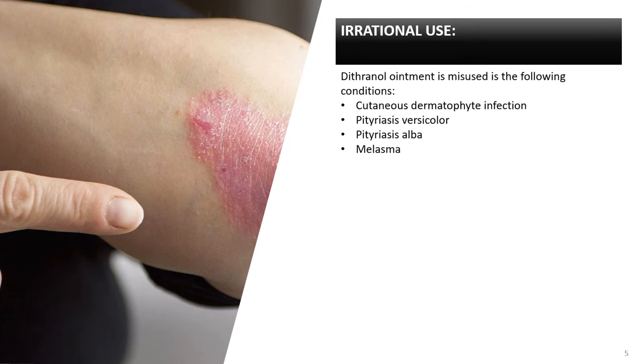Now its irrational use. Generally, Diathranol ointment is used irrationally, or we can say that it is misused in some conditions, like cutaneous dermatophyte infection, pityriasis versicolor, pityriasis alba, and melasma. These are the skin conditions in which it is misused. However, it is only recommended in psoriasis and for short-term treatments.